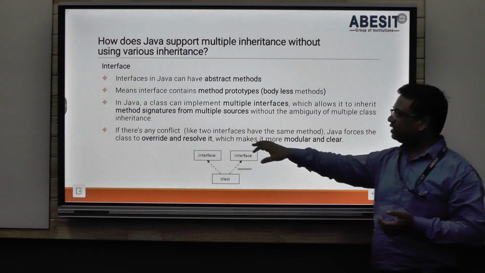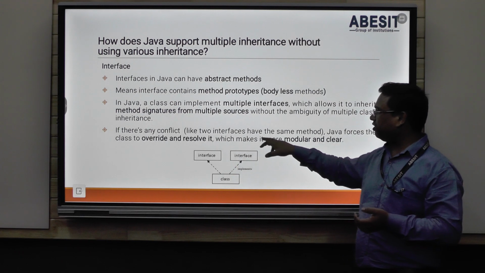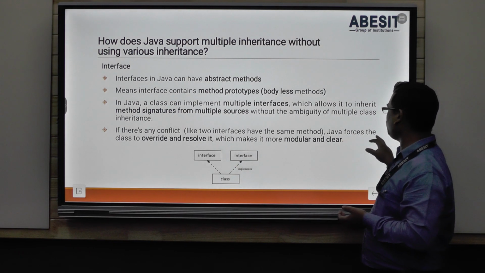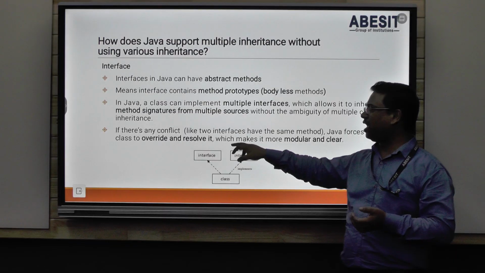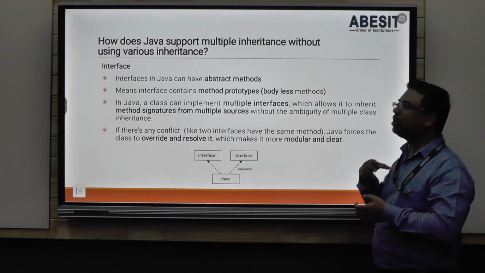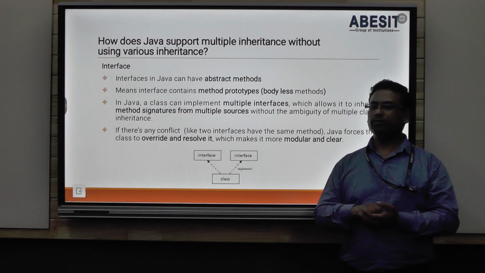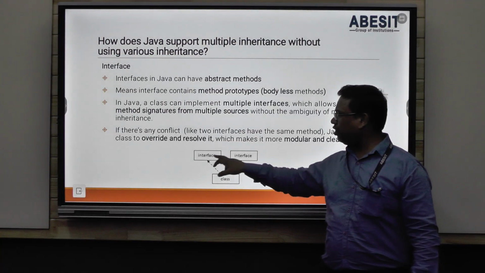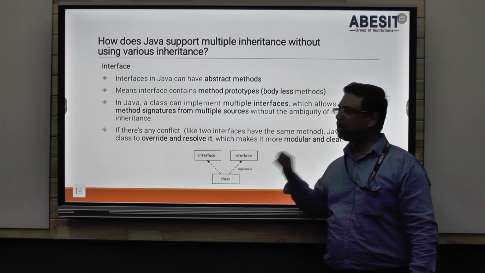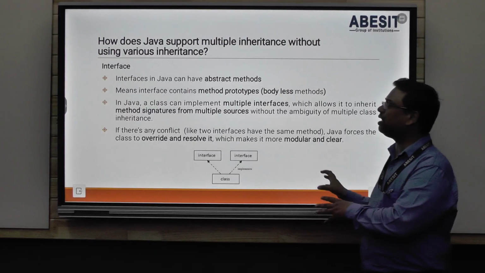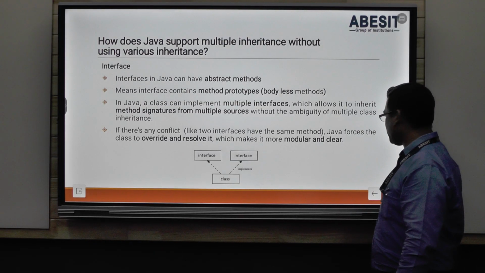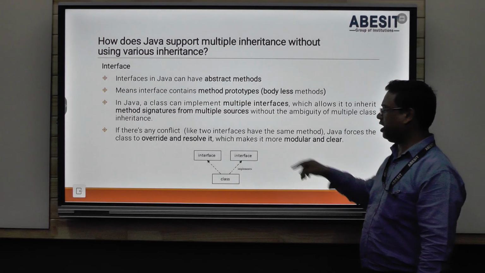Okay, if there is any conflict, like two interfaces have the same methods, Java forces the class to override and resolve it, which makes it more modular and clear. Take an example like two interfaces implemented in a single class. That's the simple example of multiple inheritance support in Java via the interface.